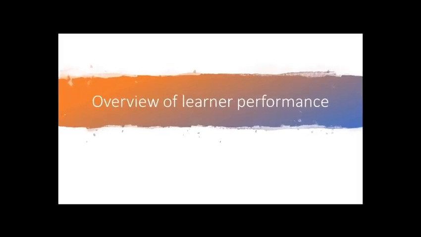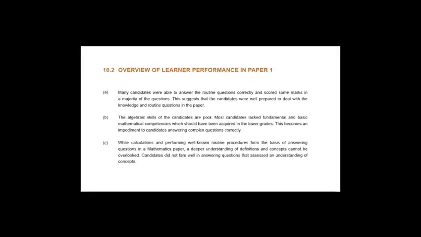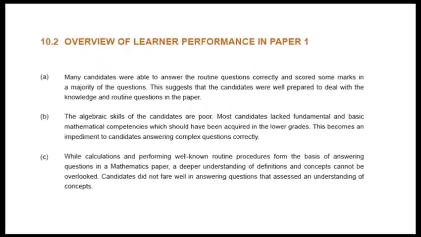The second section in the subject report is the overview of learner performance. This is an overall summary of the performance of learners in the question paper as a whole. It makes reference to generic areas of good performance or weakness and the possible reasons for these observations. Some subjects might have lengthy explanations.